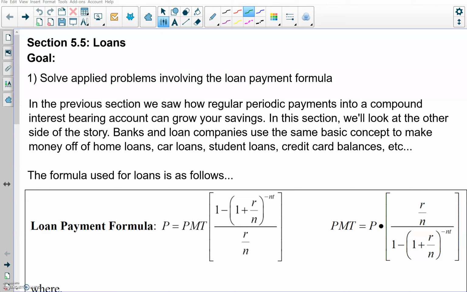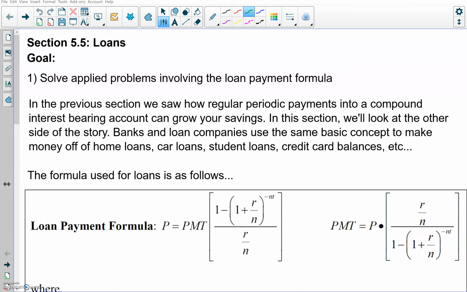Section 5.5, Loans. Goal in this section, be able to solve applied problems involving the loan payment formula. So in the previous section, we saw regular periodic payments into a compound interest-bearing account can grow your savings. In this section, we're going to look at the other side of the story.